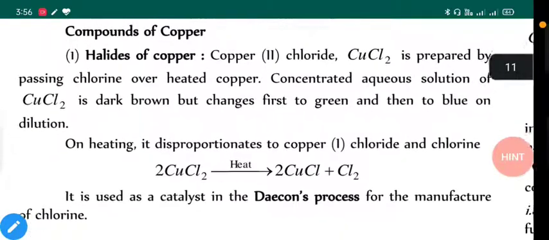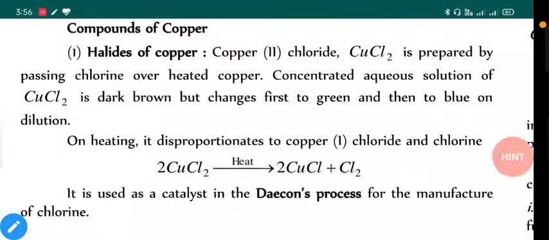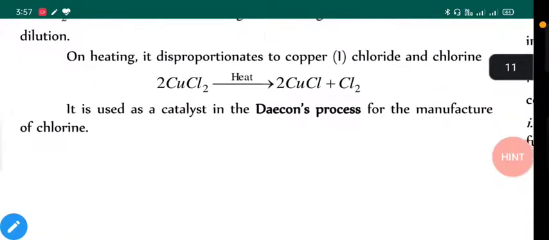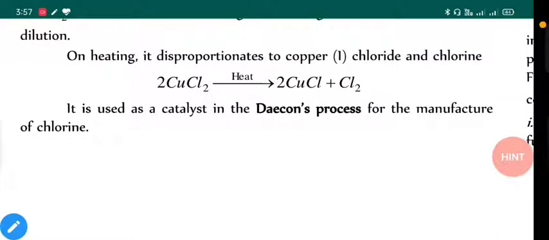Now let's talk about some compounds of copper. First is halides of copper. So we can get different examples of that, but usually we are going to discuss more likely used compounds. So copper(II) chloride, CuCl2, is prepared by passing chlorine over heated copper. Concentrated solution of CuCl2 is dark brown but changes first to green and then blue on dilution. So on heating, disproportionation to copper(I) chloride and chlorine will be obtained. CuCl2 will give us CuCl and Cl2.